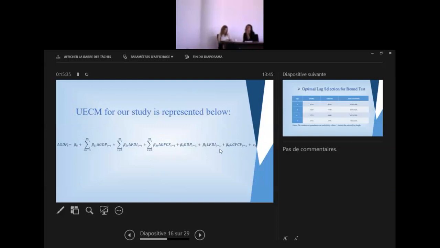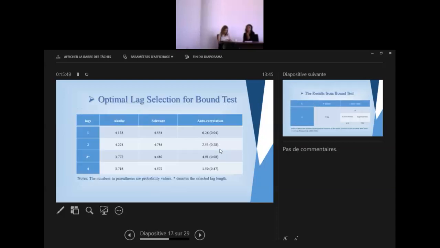This is the unrestricted error correction model for our study. With this equation, we apply the optimal lag to make the bound test. So let's pass to the optimal lag selection for the bound test. The optimal lag selection stipulates what? It stipulates the minimum AIC and Schwarz and not having the autocorrelation problem.